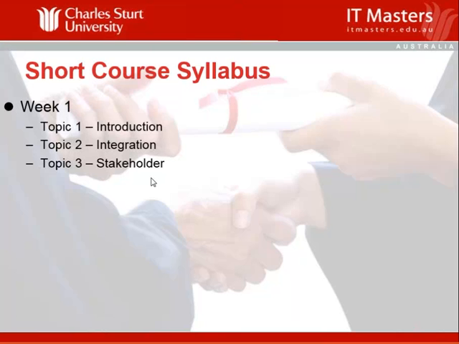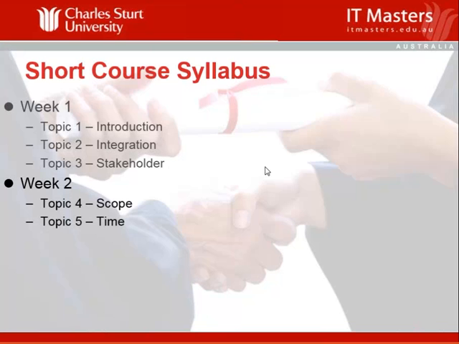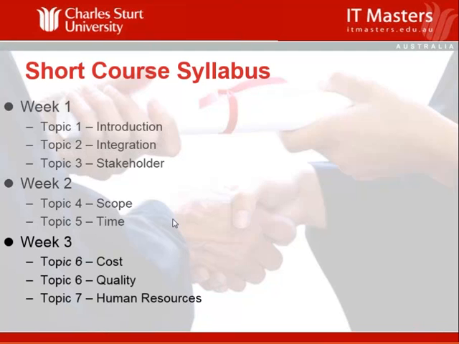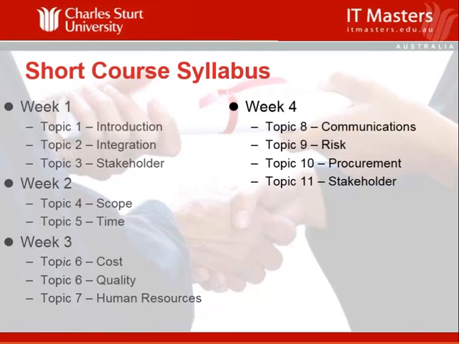And you'll find that for the next few weeks, every topic will be essentially a knowledge area in PMBOK. What is a knowledge area? I'll come to that shortly. So week 2 covers the scope and time aspects of the PMBOK. We move on to week 3, which covers cost, quality, human resources. And finally, in week 4, we cover communication, risk, procurement, and stakeholder management.